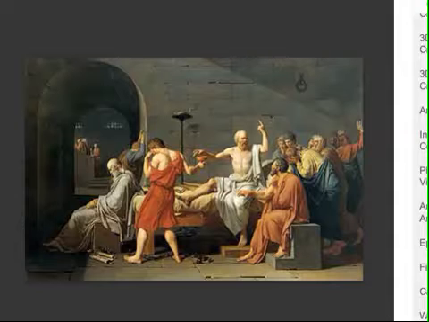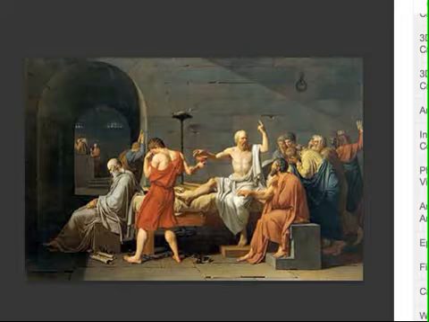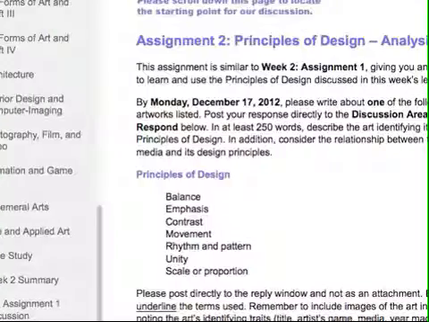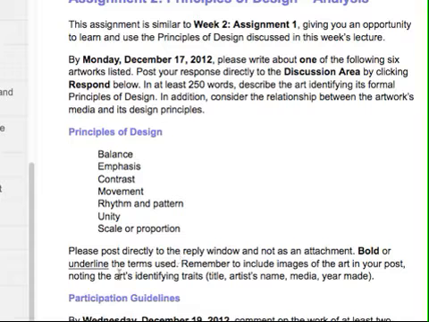Now we're going to try doing kind of like what we did in the last assignment, only this time we're going to do it with principles instead of elements, okay? Now, I pulled up here, and I'll try to move it over so you can see it. What it says in assignment 2 are the design principles that you're going to look at. Now understand that it's how you use the elements that you're able to do balance, emphasis, contrast, movement, and so on and so forth, okay?